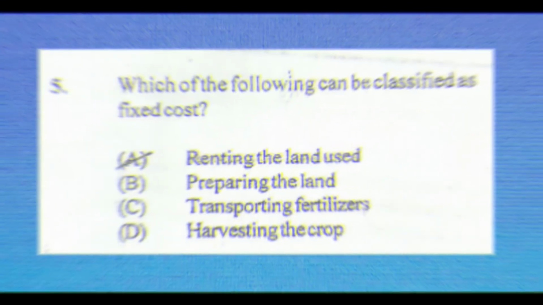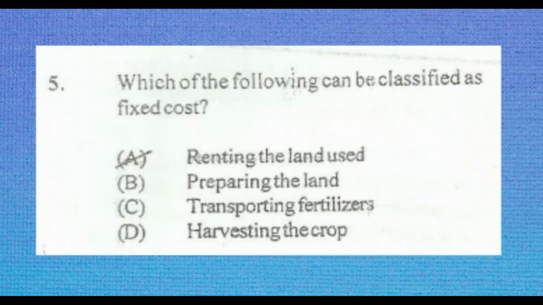Okay, number 5. Which of the following can be classified as fixed cost? A, renting the land used. B, preparing the land. C, transporting fertilizer. D, harvesting the crop. Now the best answer is renting the land used. Now fixed cost is also referred to as fixed expenses. Fixed expenses or fixed cost are those costs or expenses that do not change in the production process or during the business.